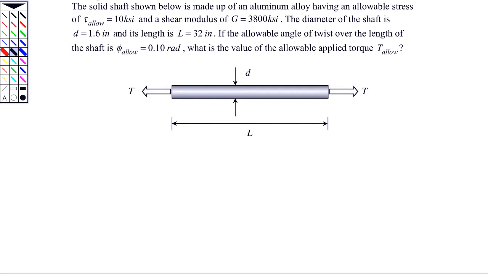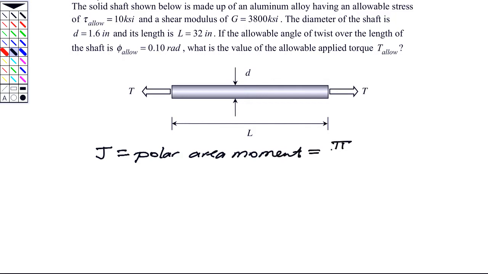I'm going to start out with just writing down the polar area moment for the shaft. Polar area moment, as we know, for a circular shaft is going to be pi over 2 times r to the fourth. R in terms of d here is d over 2. So this gives us pi d to the fourth over 32.